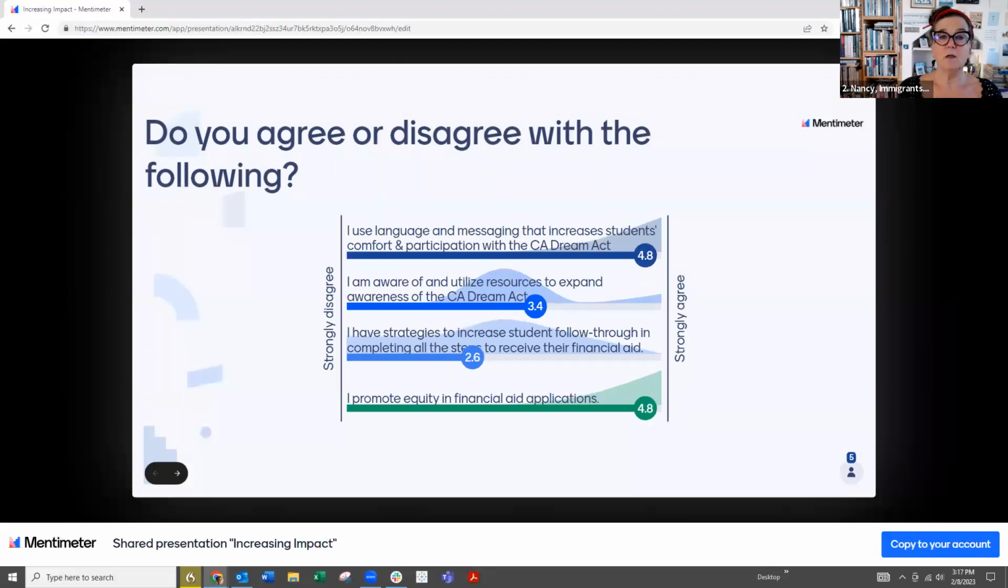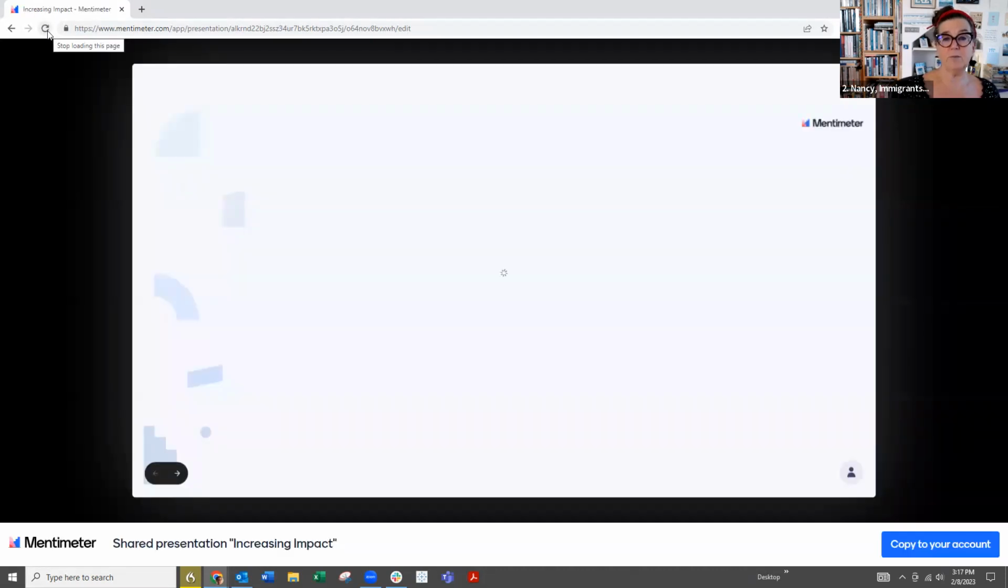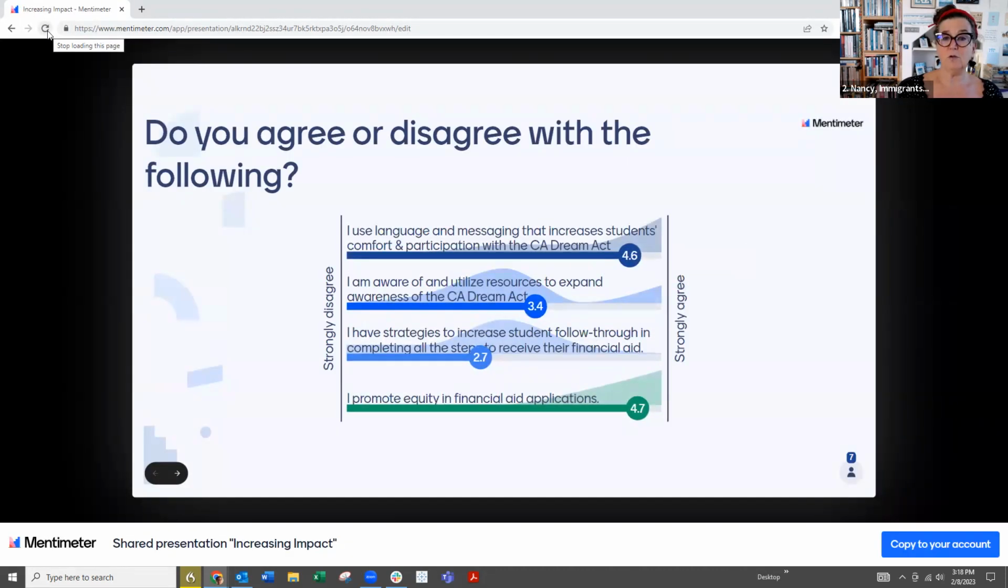Yes, okay. So people seem like they feel pretty comfortable using the language and messaging, and that they promote equity in financial aid applications. That's really great to see. It seems like there could be a little bit more in terms of strategies to increase student follow-through in completing all the steps. And people are pretty in the middle, a little bit over 50%, in terms of being aware of resources that can expand students' awareness.